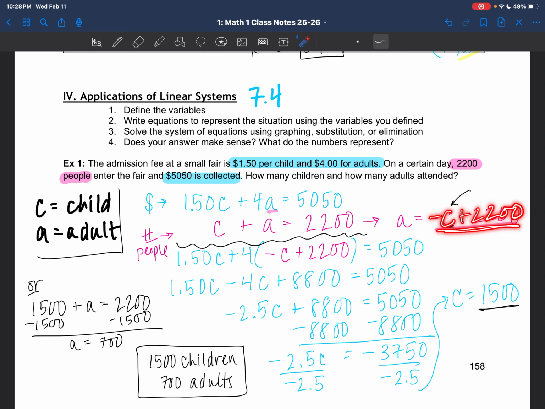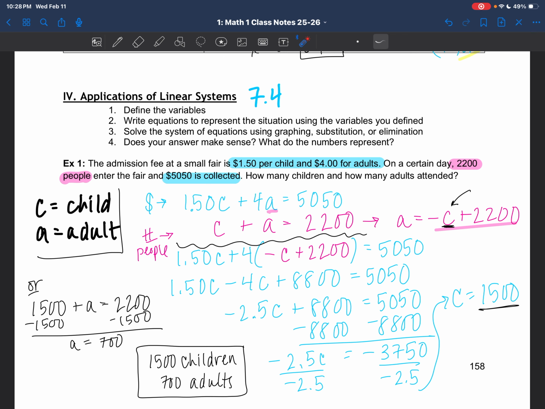Now I'm going to use this equation wherever I see A. So I'm going to look here and plug that in for A. I rewrote the first equation, but instead of A, I'm putting that instead. So $1.50C plus 4, and remember, with A, we're putting parentheses around it, plugging that in, and then equal 5,050. Now distribute the 4, and you're going to get -4C plus 8,800. Bring the rest down. We're going to combine our like terms to get -2.5C.